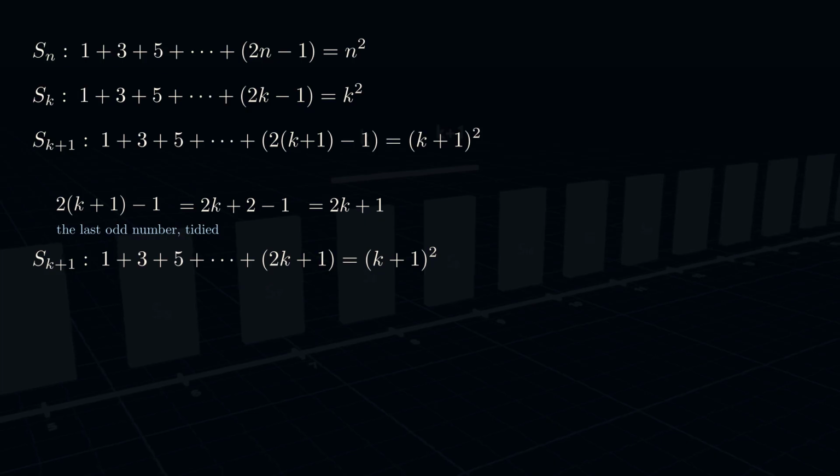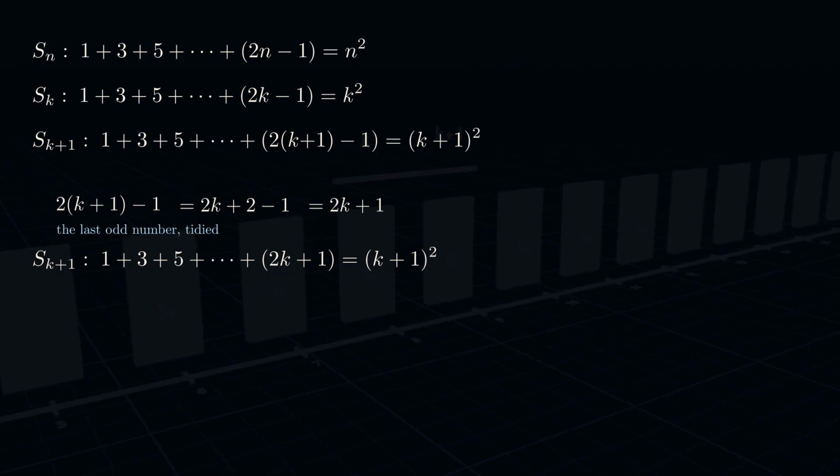Now look at the two left sides side by side. The sum in Sk stops at 2k minus 1. The sum in Sk+1 goes one term further to 2k plus 1. So the left side of Sk+1 is the left side of Sk with one more term added on the end, 2k plus 1. That observation is the hinge of the whole proof. Make sure you see it on the screen before we go on.